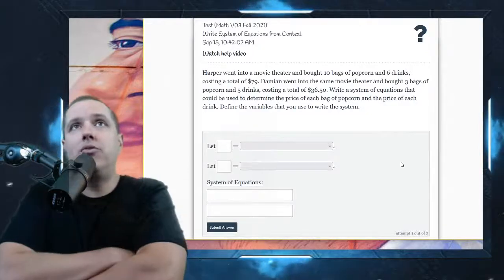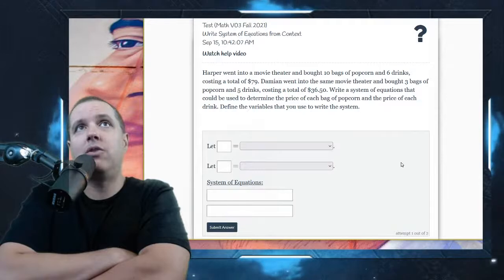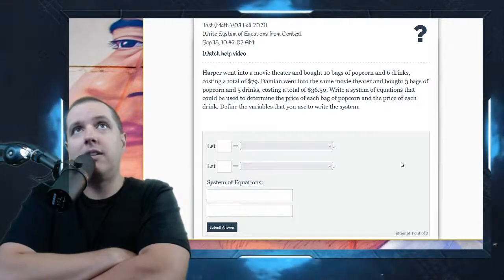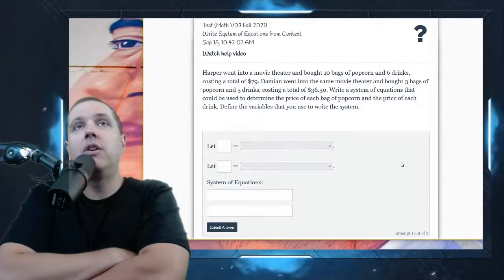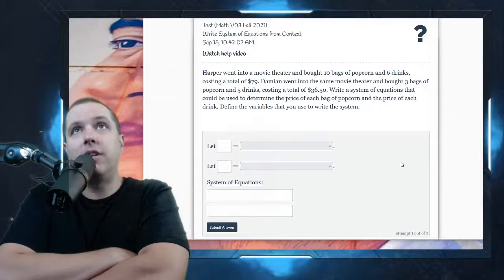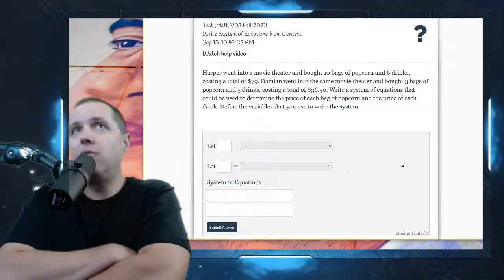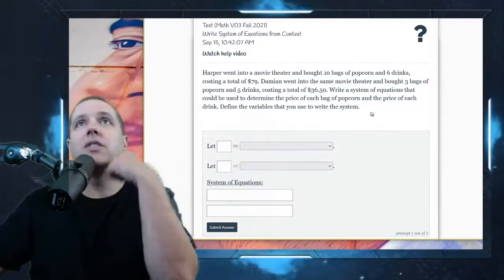Okay, Harper went into a movie theater and bought 10 bags of popcorn and 6 drinks, costing a total of $79. He really didn't want to run out of popcorn during the movie. Damien went into the same movie theater and bought 3 bags of popcorn and 5 drinks. These people drink a lot. Costing a total of $36.50. Write a system of equations that could be used to determine the price of each bag of popcorn and the price of each drink. Define the variables that you use in the system.